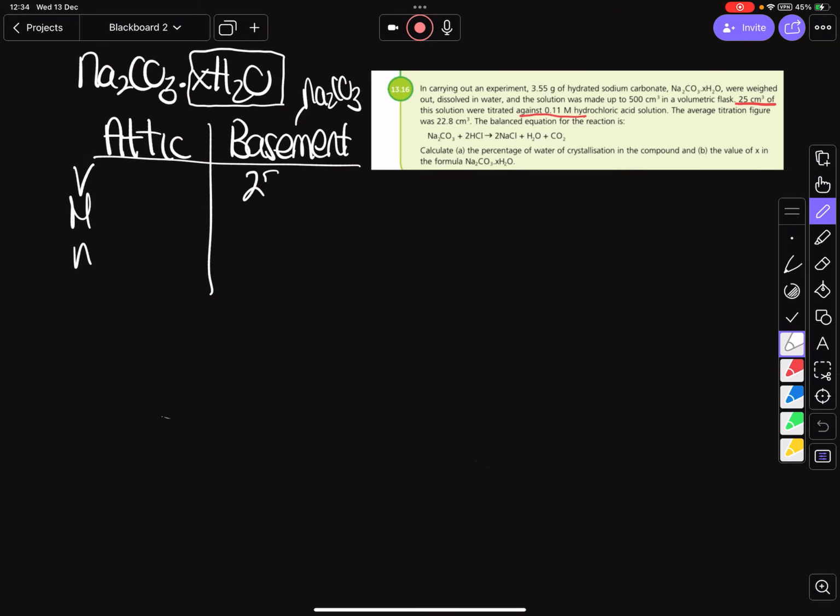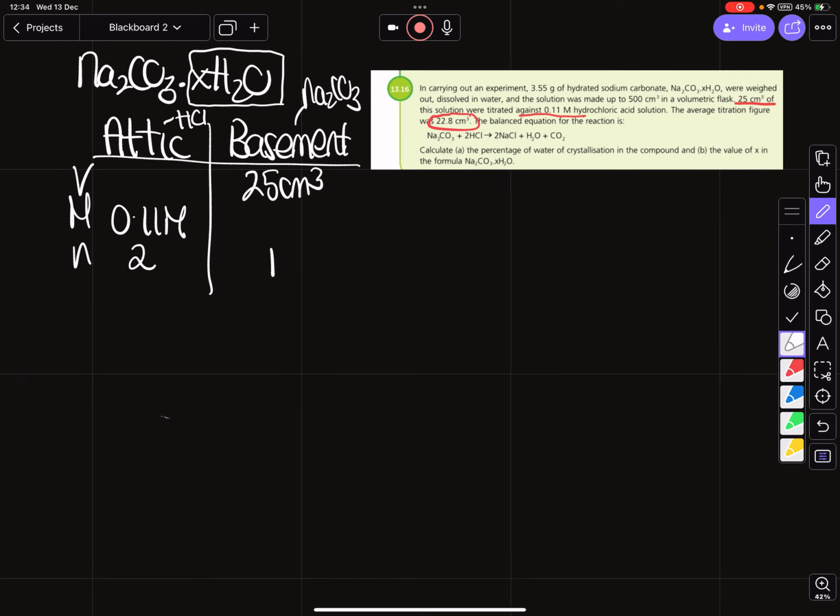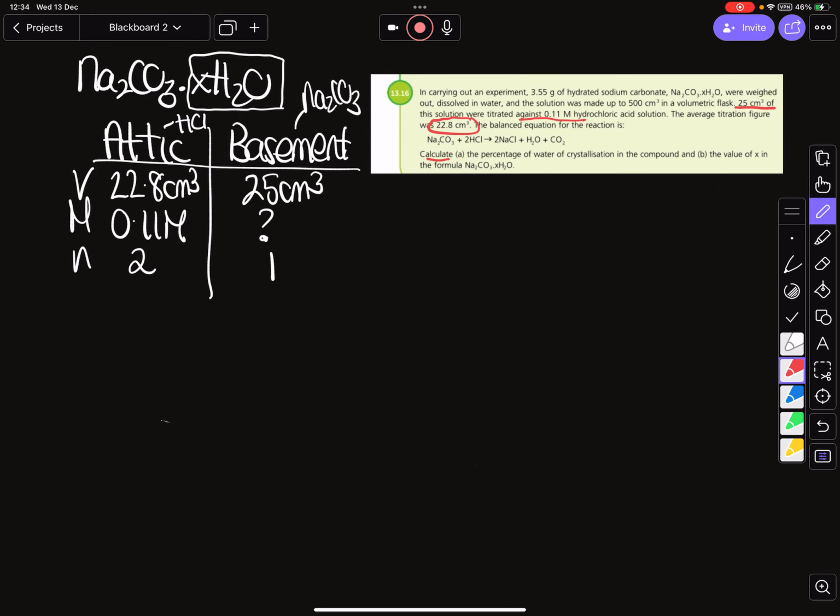So we fill in our data table, so we're going to have 25 centimeters cubed of this. From our equation, the ratio for the sodium carbonate is 1. This means this is the HCl. The ratio from the equation is 2. We found out that we have 0.11 big M in there. We're now looking for a titration value, and we find that here, so we have 22.8 centimeters cubed. This should be our question mark, but just to check, we have a look at where it says calculate, and we're calculating the Na2CO3, so that is our question mark.